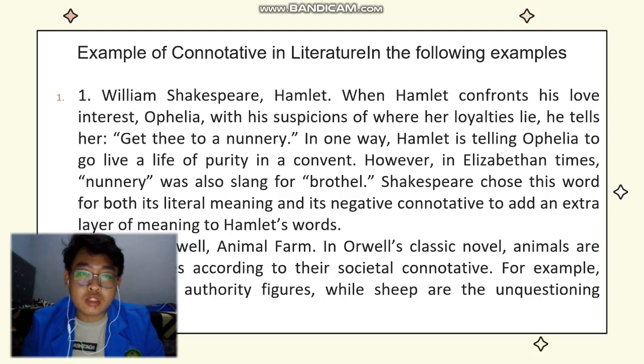Two, George Orwell, Animal Farm. In Orwell's classic novel, animals are assigned roles according to their societal connotations. For example, pigs are the authority figure while sheep are the unquestioning followers.